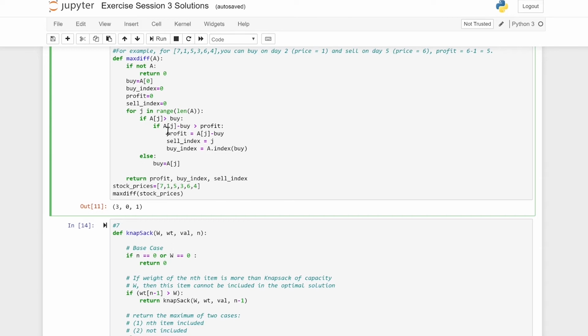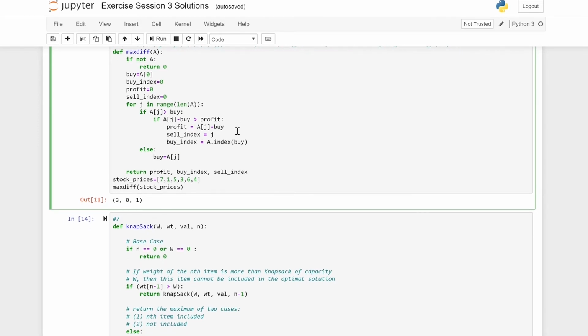And A[j] minus buy price, 5 minus 1, is greater than profit? Yes. And then our new profit is 5 minus buy price, and our new selling index is 2. And our new buying index was the previous one, A.index of the buy price. This index gives us the index of that particular item.